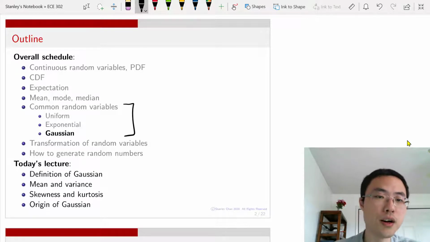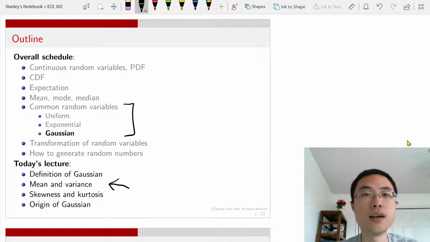And then the second topic that we're going to discuss will be the mean and variance. This is a once-in-a-lifetime exercise I need to walk you through because this is a very important thing to know: how do we derive the mean and also the variance of a Gaussian random variable.